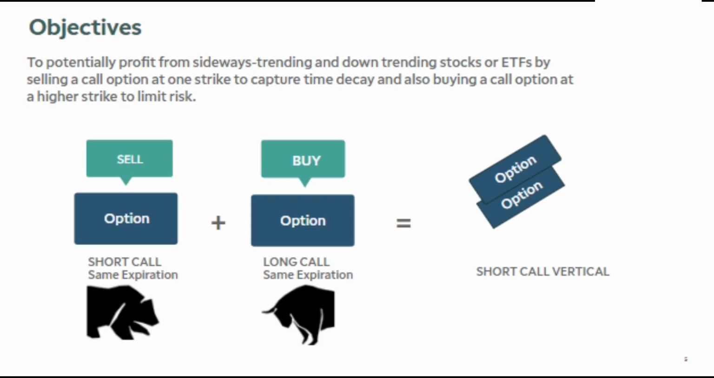Let's talk about the short call vertical first. What we do is we sell a call and then, in the same expiration, buy a higher strike call. That is a short call vertical. So same expiration, selling one call, buying another call.